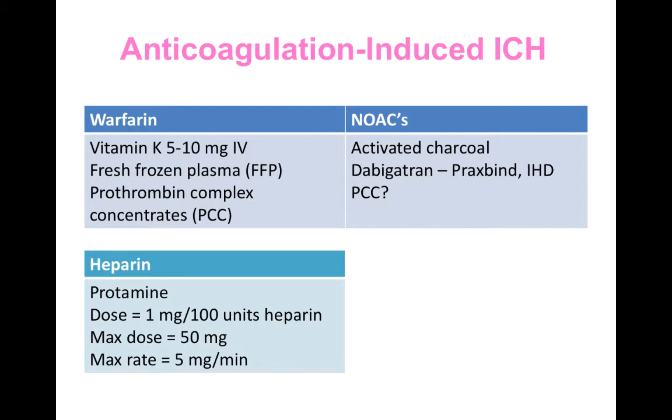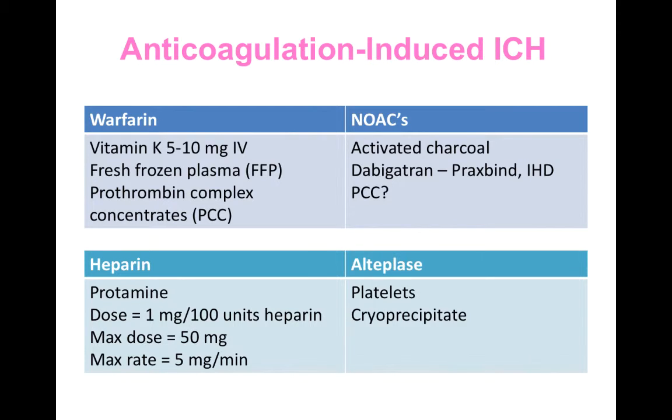For heparin-induced bleeds, it does have a reversal agent, which is protamine, and it's dosed at 1 milligram for every 1,000 units of heparin that's infusing. The max dose is 50 milligrams, and you infuse it at a rate of 5 milligrams per minute. If you need to reverse a low molecular weight heparin, you can use protamine, but it is only partially effective for reversing the effects of low molecular weight heparin.